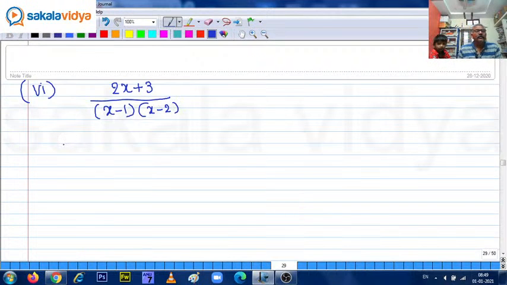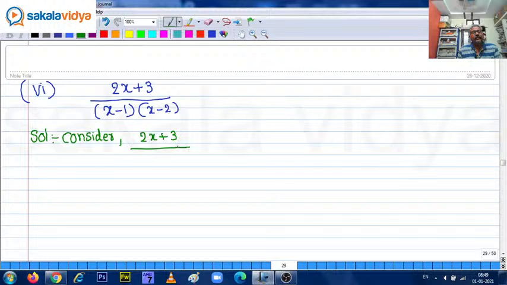Right? So now the solution follows like this. Consider 2x plus 3 upon x minus 1 times x minus 2 equals, for x minus 1 there exists a partial fraction of the form a upon x minus 1, plus for x minus 2 there exists a partial fraction b upon x minus 2.